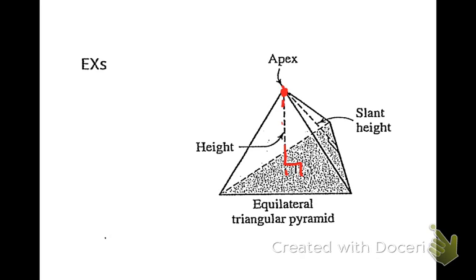Don't get that confused with slant height. Slant height of a pyramid is the height of one of the triangles on the side. The slant height is going to be greater than the height of the pyramid. But you have to know the difference, because when you figure volume of a pyramid, you want to use the height, not the slant height. So make sure you're aware of that.